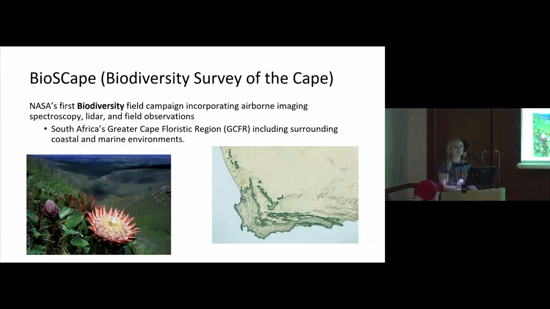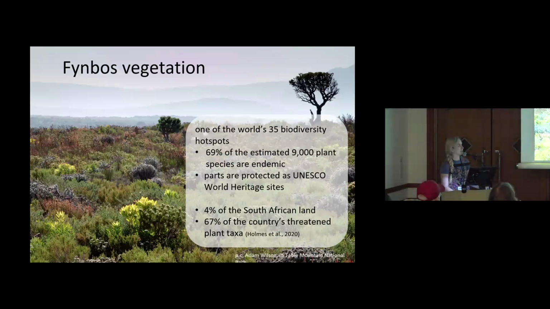This is NASA's first biodiversity field campaign, and it incorporates airborne imaging, spectroscopy, so lots of different light bands, LIDAR, and field observations. So this is happening in the green portions on the map in South Africa. And our main thing that we are looking at is fynbos vegetation.